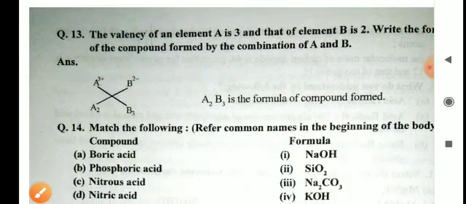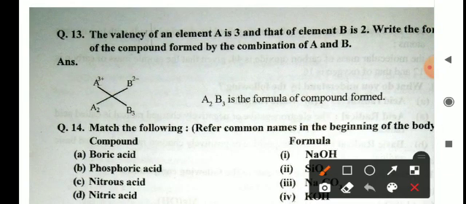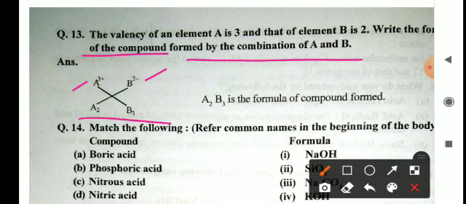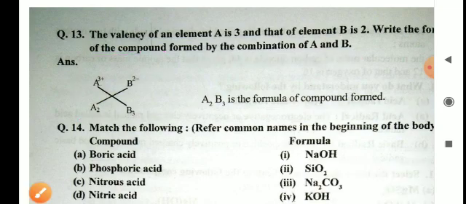Now come to the valency of an element. The valency of element A is 3 and that of element B is 2. Write the compound formed by the combination of A and B. So A3+ and B2-, then A2B3 is the molecular formula of this compound.